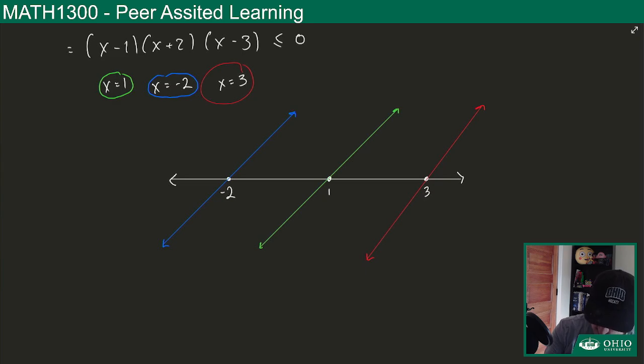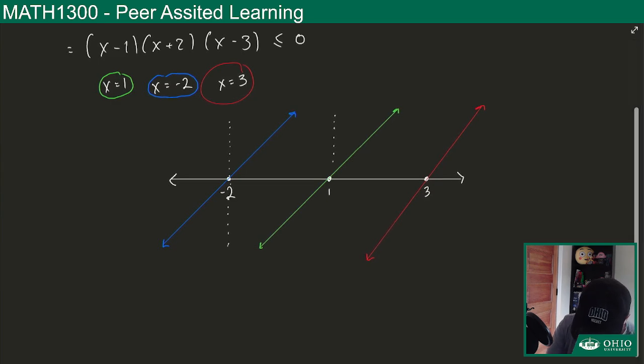Now what we want to do is split this interval into its different sections. So I can kind of draw a dotted line down the middle here.